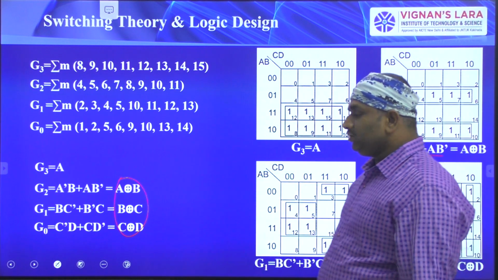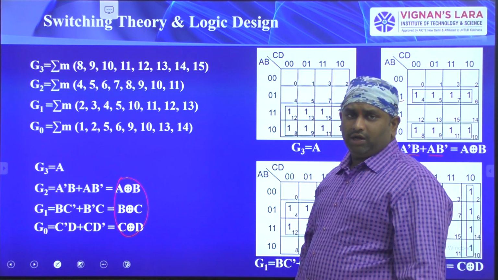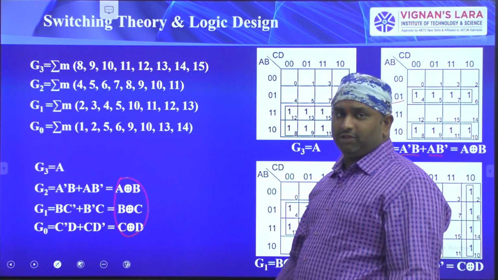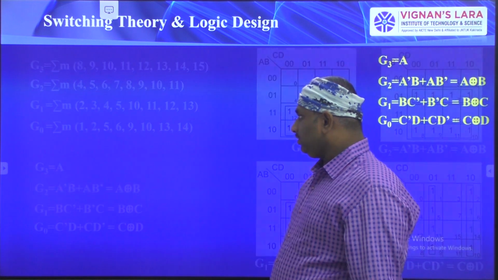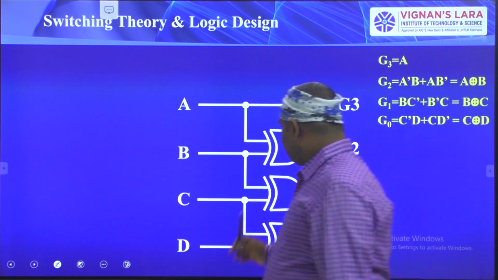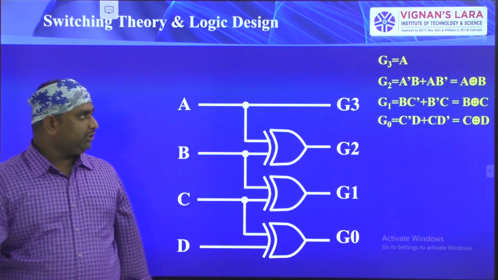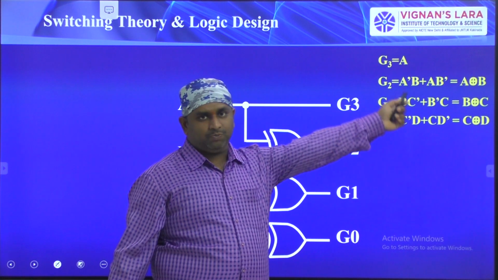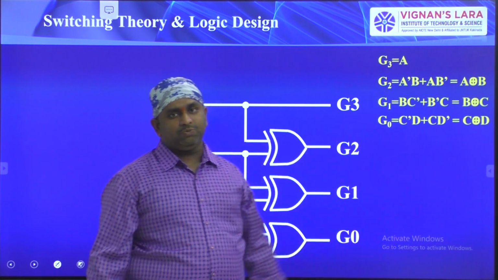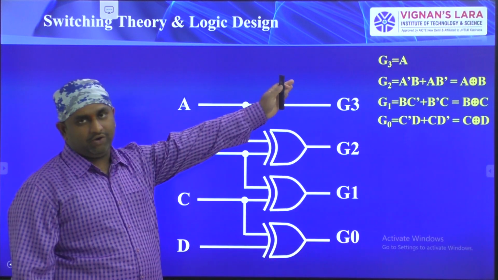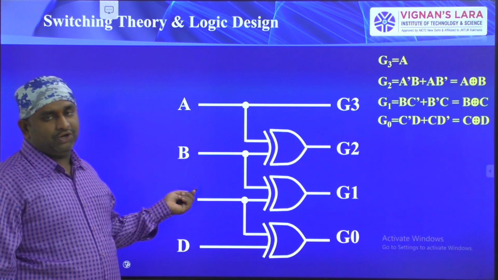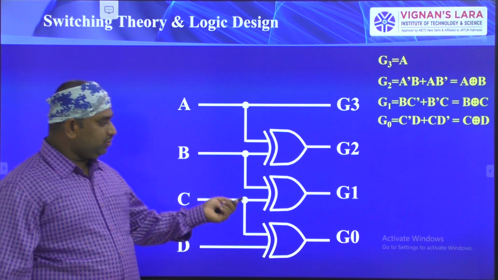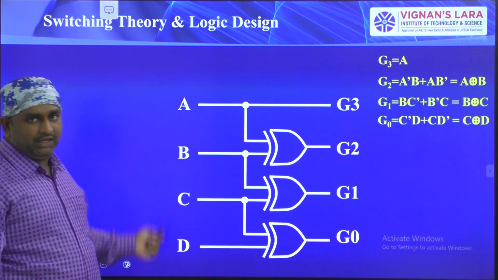Okay, right. Now our target is the next step. The 4th step is you have to draw the logic diagram. See here, this is our finalized logic diagram. Those are the 4 corresponding expressions we have represented for G3, G2, G1, G0. And this is the circuit diagram for G3, G2, G1, G0 from the ABCD.